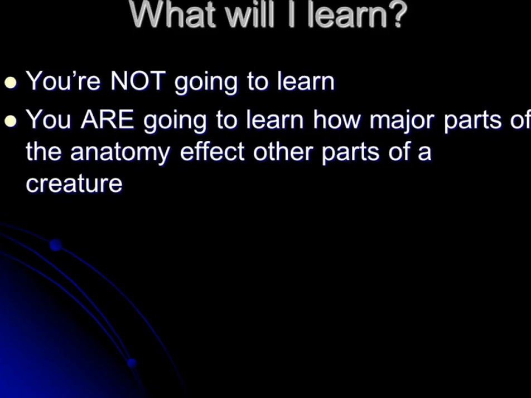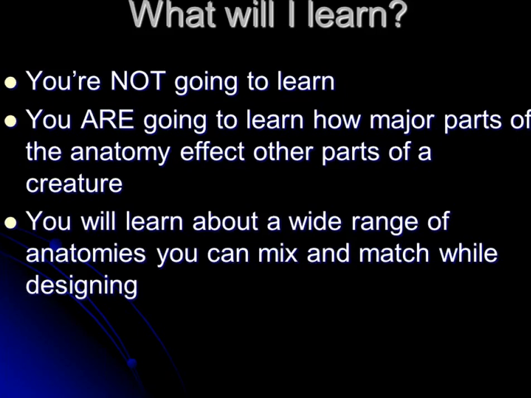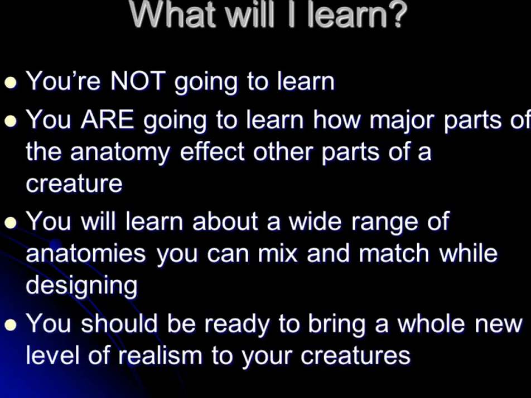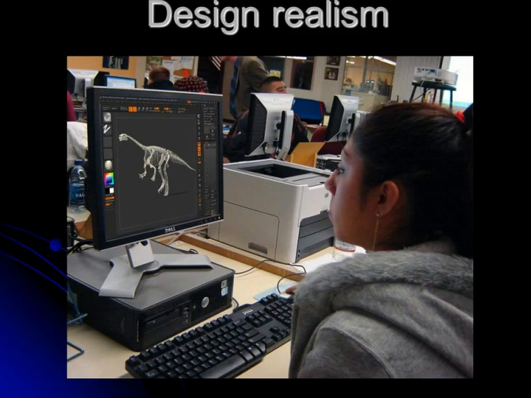What you are going to learn is how major parts of the anatomy affect each other. That is, when you're designing something, how picking one part of an existing animal would affect how another part should be, and then how to mix and match those so that by the end you should feel really comfortable sitting down to design a small plant-eating animal that could have lived on another planet, or a giant flying meat-eating animal, or a fantasy animal. You can apply these concepts and feel like you're really making an impact on how your design looks and how believable it is when you're done.